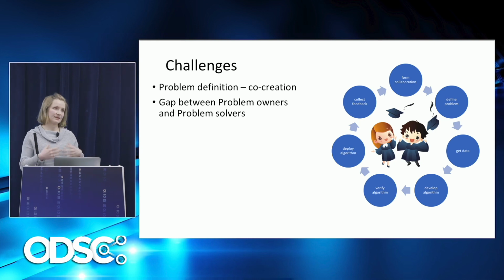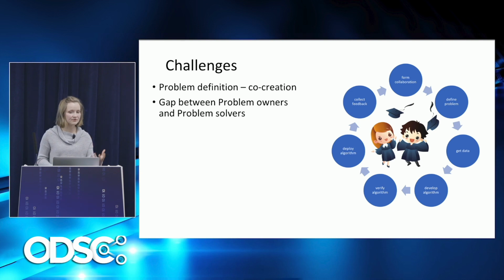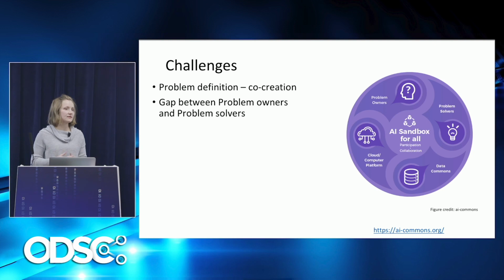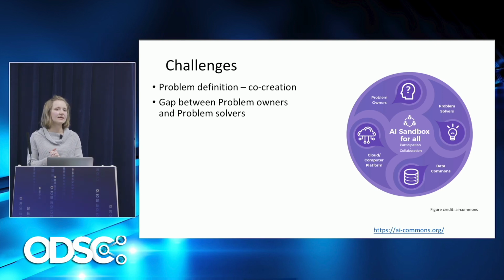They need to get the data, they need to get it ethically. They need to develop the algorithm, they need to verify the algorithm, they need to deploy it in the field, they need to collect the feedback, and then the loop starts all over again. And it can be problematic because maybe our student just wanted to develop a cool machine learning algorithm and do it for good. To address this issue, at the AI for Good Global Summit in Geneva, they launched the program AI Commons. This is the platform where problem owners and problem solvers can find each other.